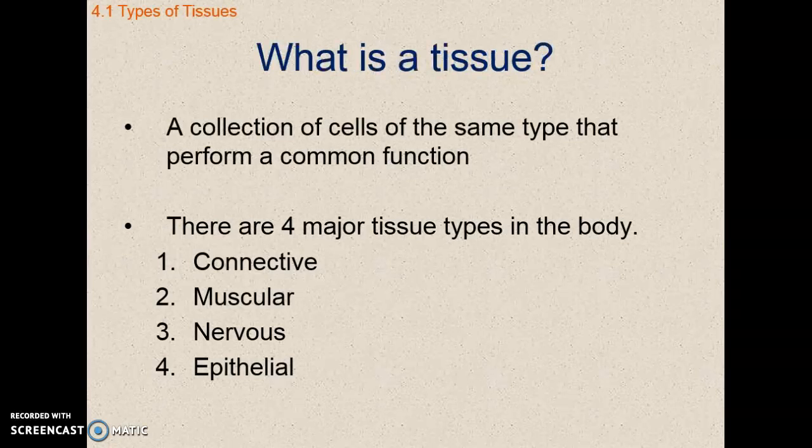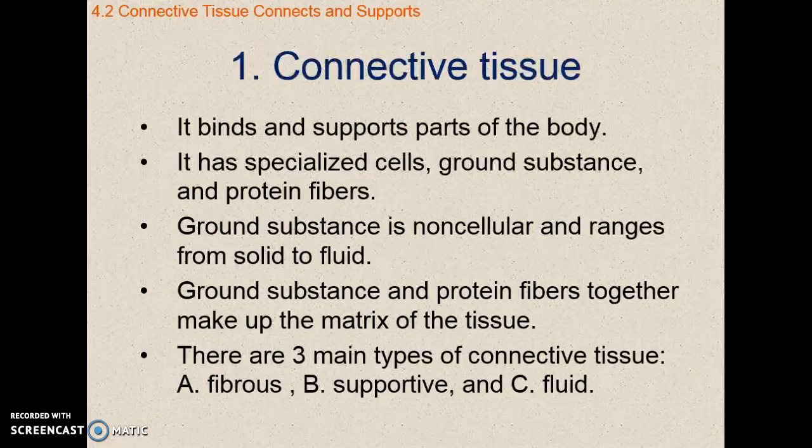All right, so what is a tissue? It's a collection of cells of the same type that perform a common function. So there are 4 major tissue types in the body, and those are going to be connective tissue, muscular tissue, nervous tissue, and then epithelial tissue. Sometimes we simply refer to nervous cells, nerves, neurons, epithelial cells, but as a group, they can be called a tissue.